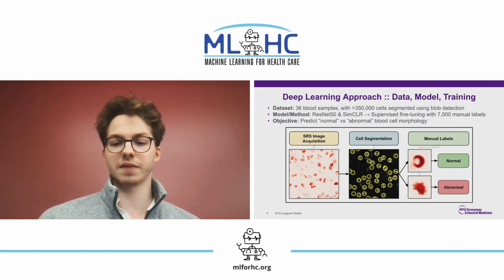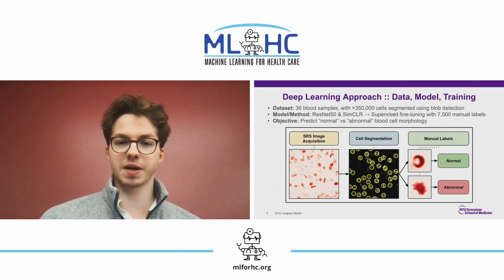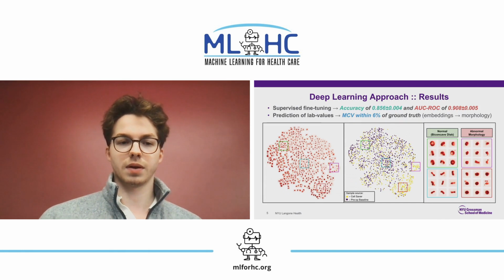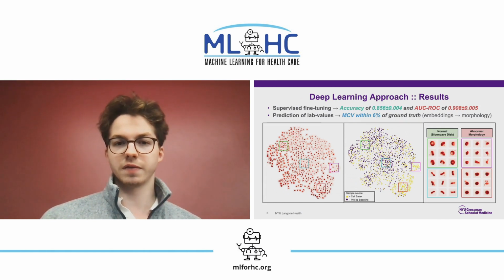Normal cells are biconcave discs. Abnormal cells have spikes or other strange projections. The results of our fine-tuning achieved an accuracy of more than 85% and an area under the curve of more than 90% for determining or predicting abnormal or normal red blood cells.